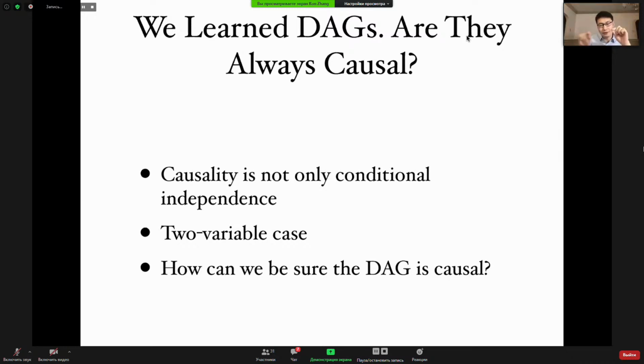No matter which way the direction goes, we say they can represent the same distribution, right? However, from a causal perspective, they are totally different. X causes Y, right? And this case is totally different from the situation where Y causes X. How can we be sure that the DAG representation is causal?